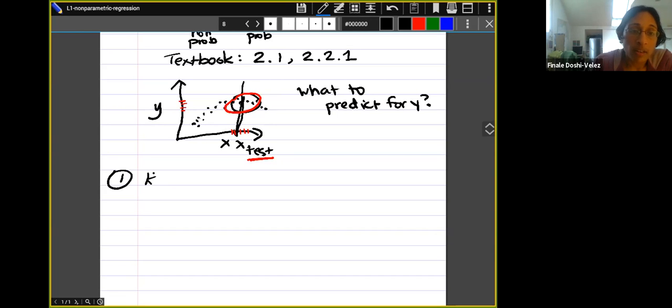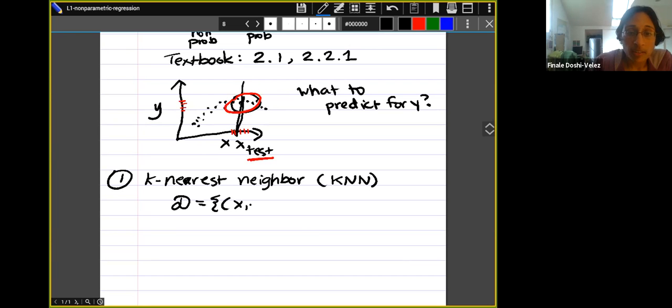So this is going to be method 1 that we're going to talk about right now: K nearest neighbor, or KNN. And again, the idea is going to be quite simple. We have a data set, and the data set is going to consist of pairs of inputs and outputs, all the way out to xn, yn. So this is our training data.